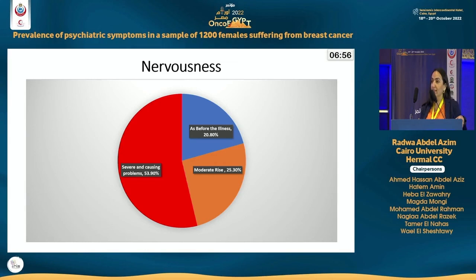Nervousness. And nervousness leads to disturbance of the partner relationship, with her kids, at work. Many of them left the work or had real trouble because they cannot control their temper. So moderate rise, that means there is still an increase in the baseline, which amounts to almost 78% of the cases had increased nervousness.